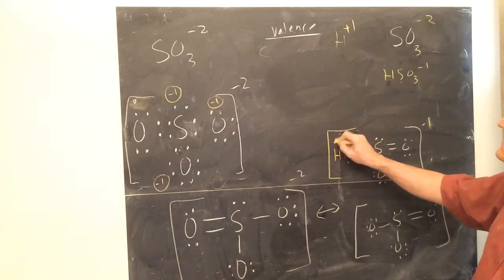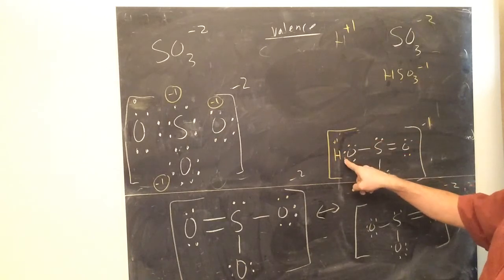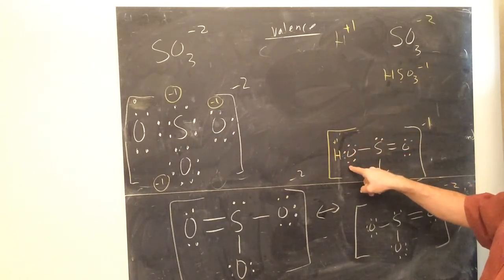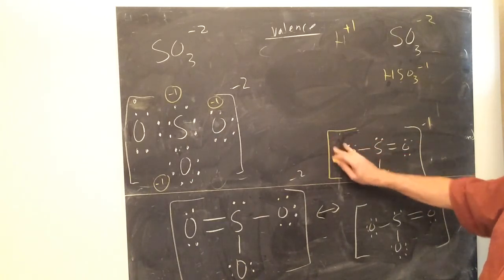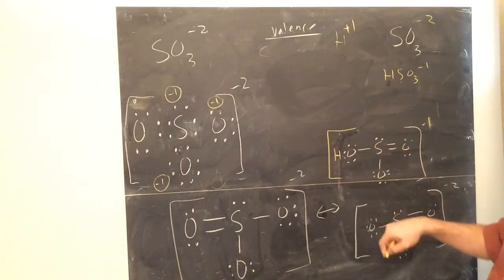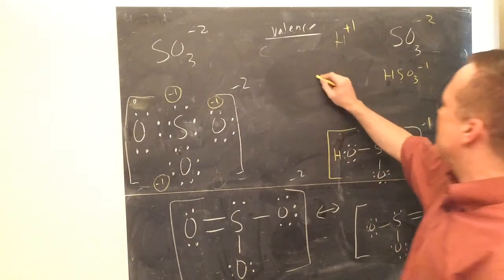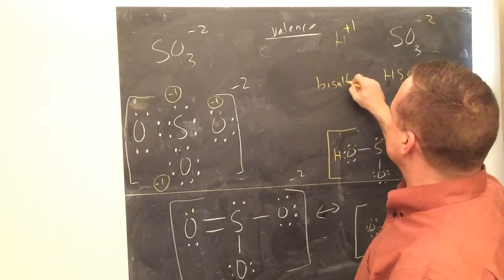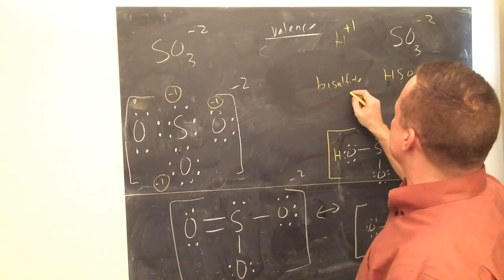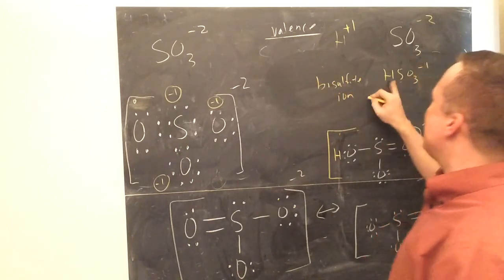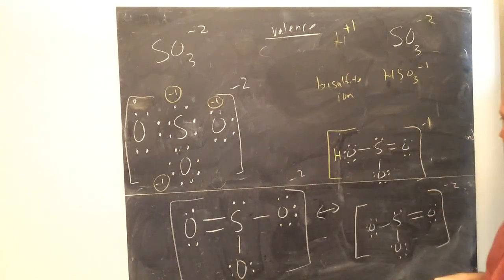The H plus had no electrons. It just came and joined onto a lone pair on one of the oxygens. It has 3 lone pairs. That's how you draw HSO3 -1. It's actually called bisulfite ion. HSO3 is bisulfite ion or hydrogen sulfite. We never had to memorize that one.